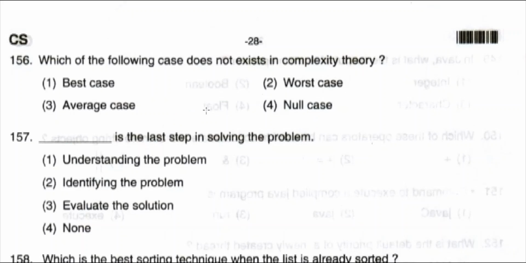So we go with the DCET 2018 question paper, and the question paper code is A. In this question paper, I am going to discuss the analysis and design of algorithms. The questions start with 156. The first question is, which of the following cases does not exist in complexity theory?